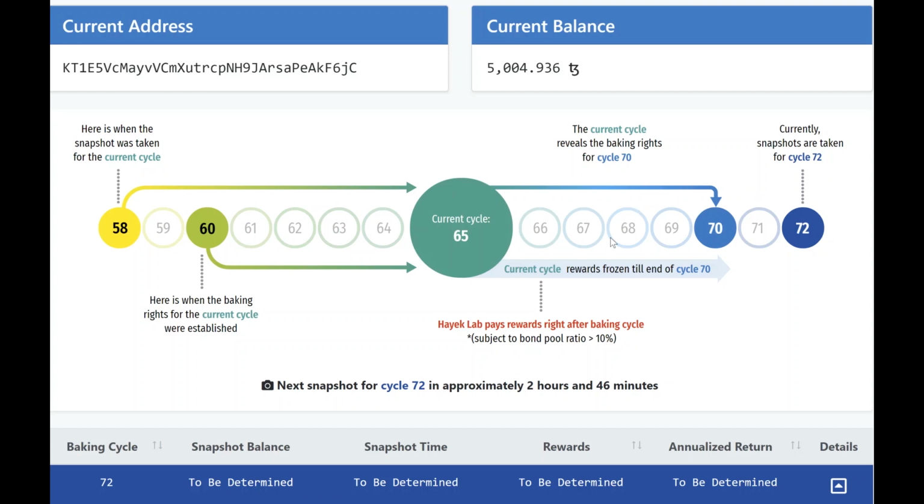During the current cycle, right now this is cycle 65, the network is taking snapshots, which record the amount of Tez you're currently staking with Hayek Lab. This will determine the amount of Tez you will receive as rewards for baking cycle 72. Of course, the more Tez you are staking at the moment of the snapshot, the more rewards you can expect to be deposited in your account at the time of the release of the rewards. In other words, the snapshot currently being taken in cycle 65 involving your KT address will be used to determine your share of the baking rewards for cycle 72.